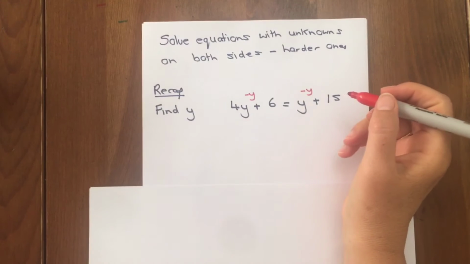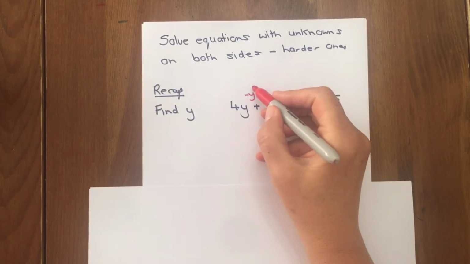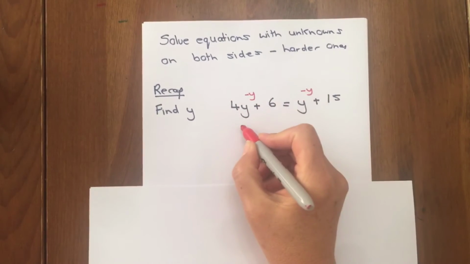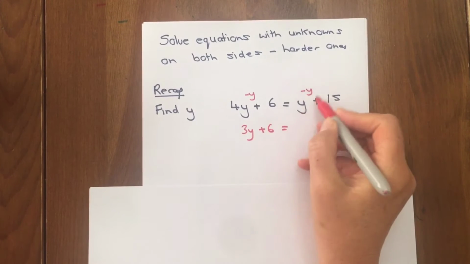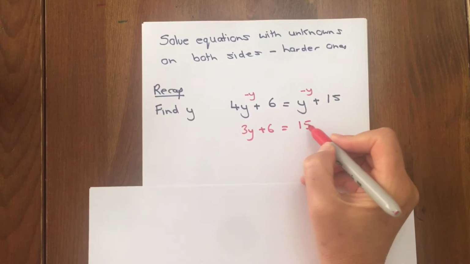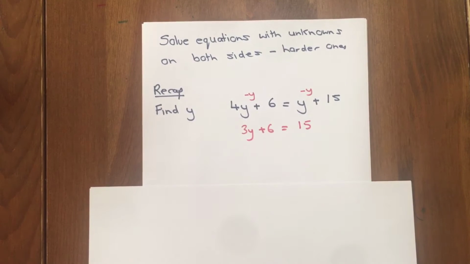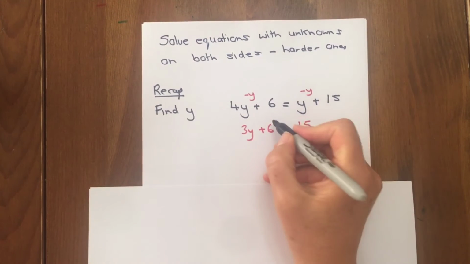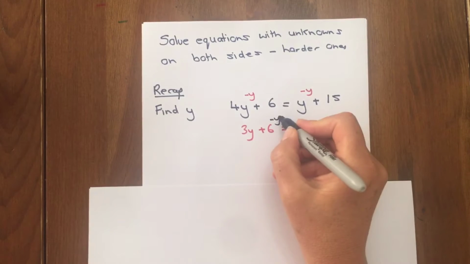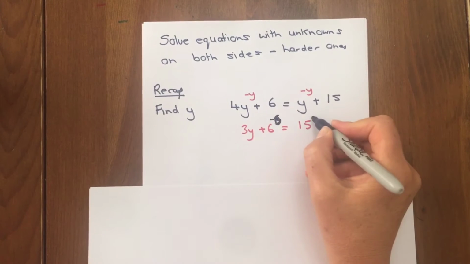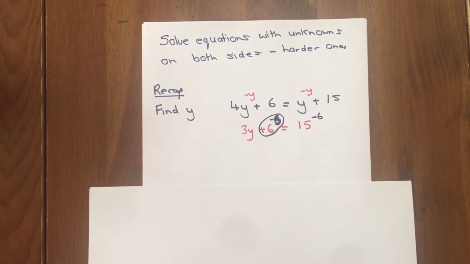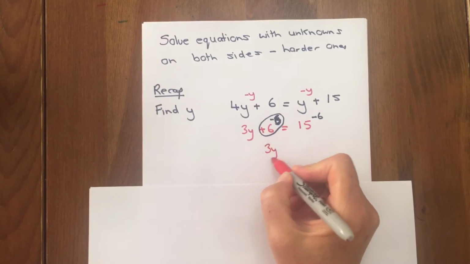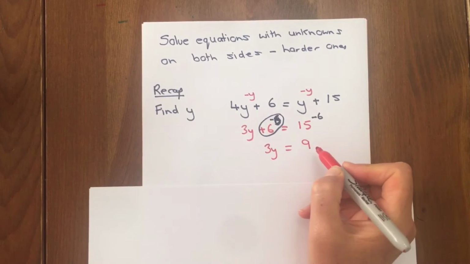Okay, so take away y from both sides. So here I'll have 3y plus 6 equals, they all cancel out and I'll have 15. Now what should I do to both sides? Now I'm going to take away 6 from both sides because plus 6 minus 6 will cancel each other out. So I'll just have 3y here equals 9.